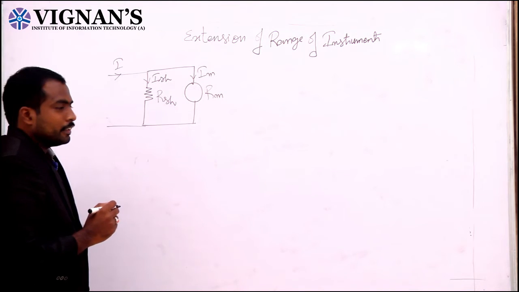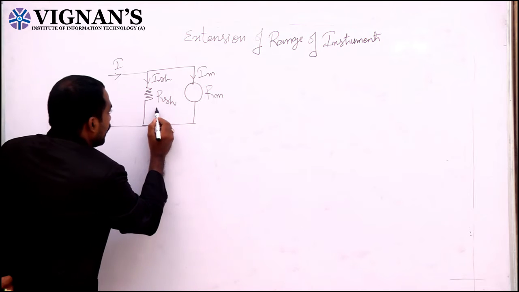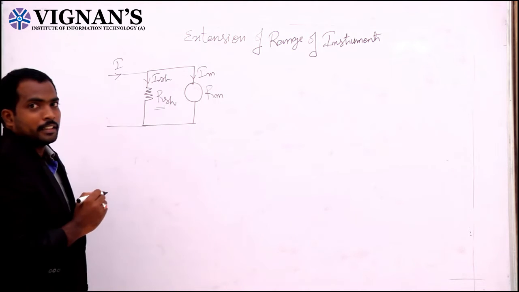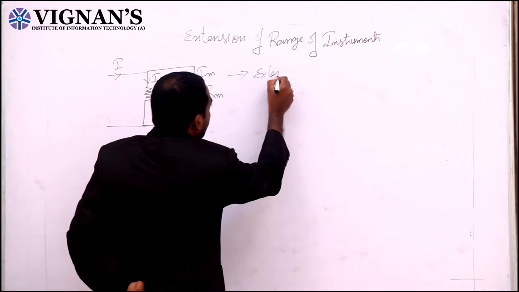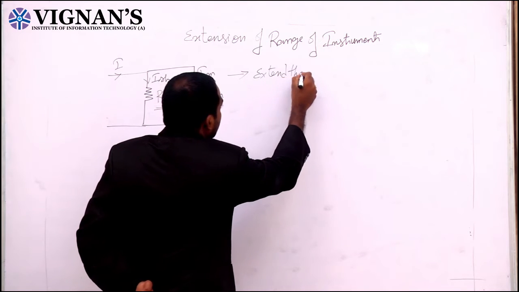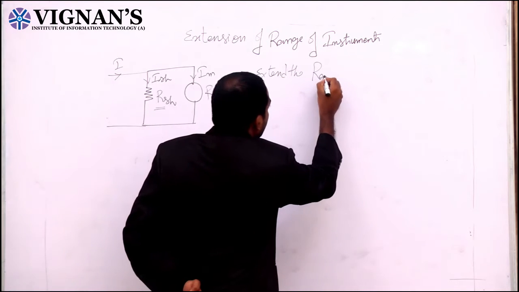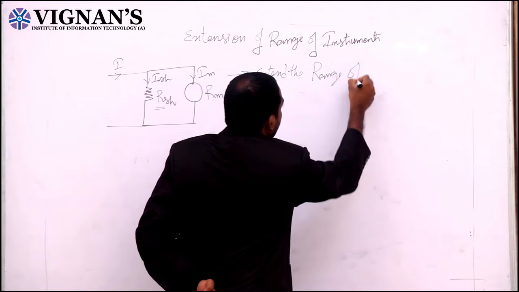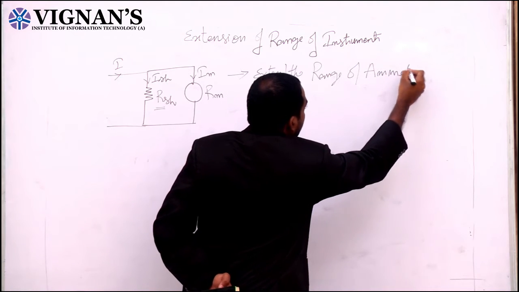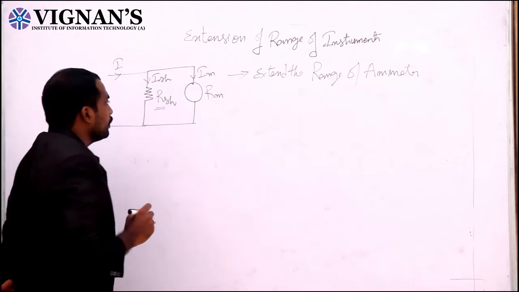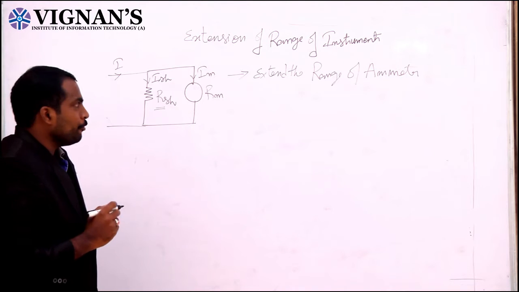That means in this case I am using a shunt resistance in order to extend the range of the ammeter.